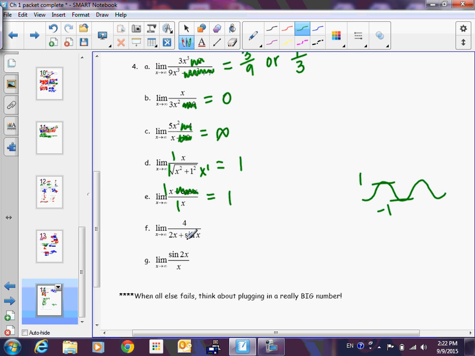Okay, part F, same situation, sine. It doesn't matter how big x gets. Sine is always going to be between 1 and -1, so it's not going to affect the limit as x approaches infinity. And now we have an x in the bottom but not the top, so that infinite limit, the horizontal asymptote, is 0.